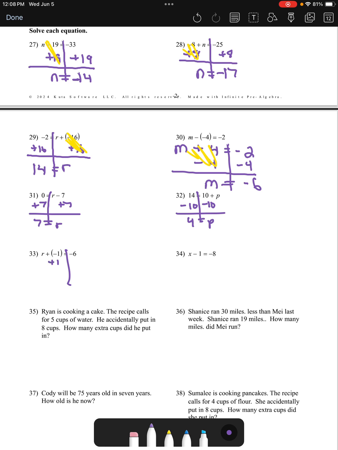In number 33, we're trying to eliminate a -1. That will require us to add 1 on both sides, getting us a solution of r being equal to -5. And for number 34, we're trying to get a -1 away from x. That requires us to use a +1 to make that happen. -8 plus 1 is -7.